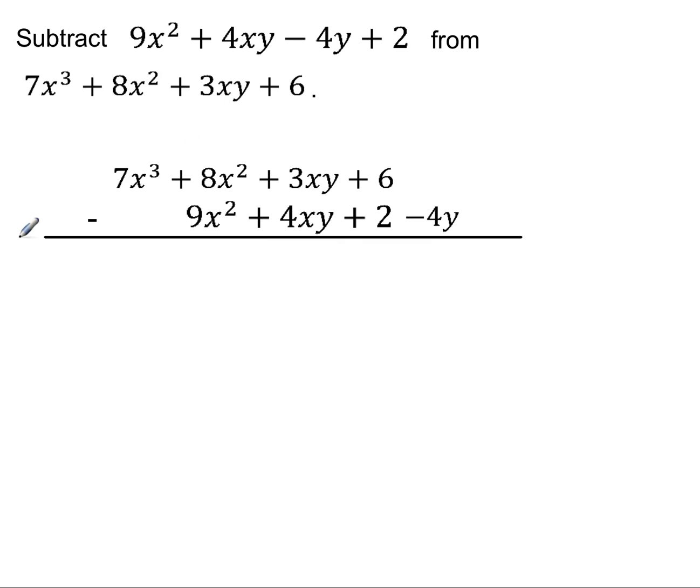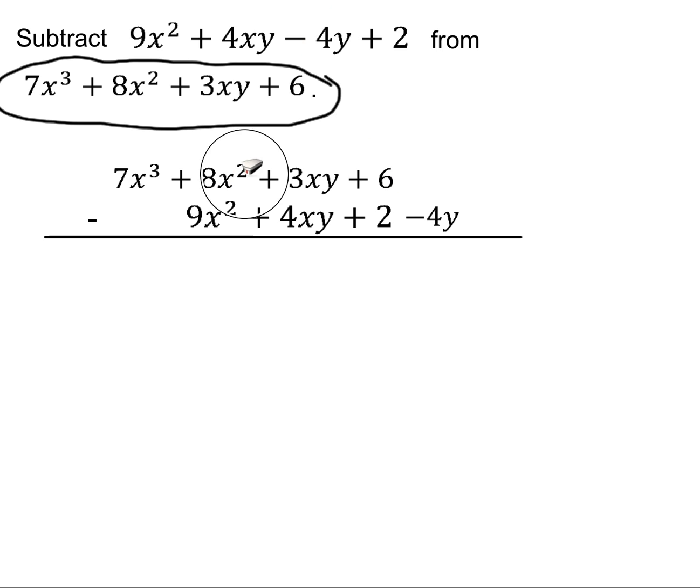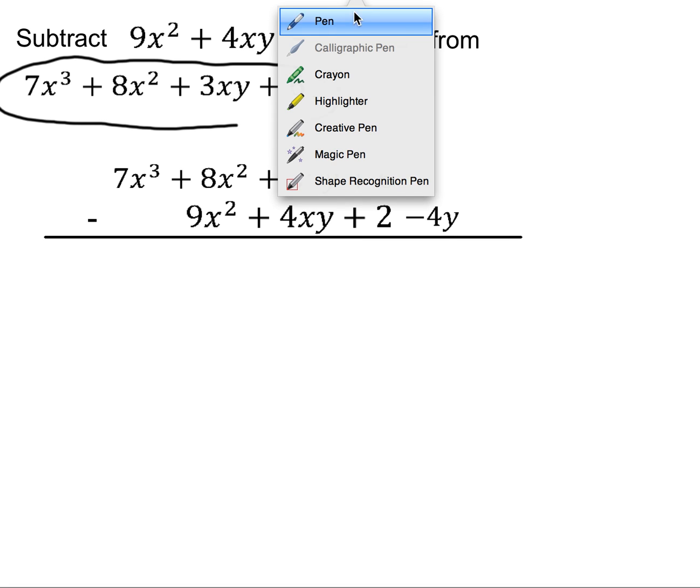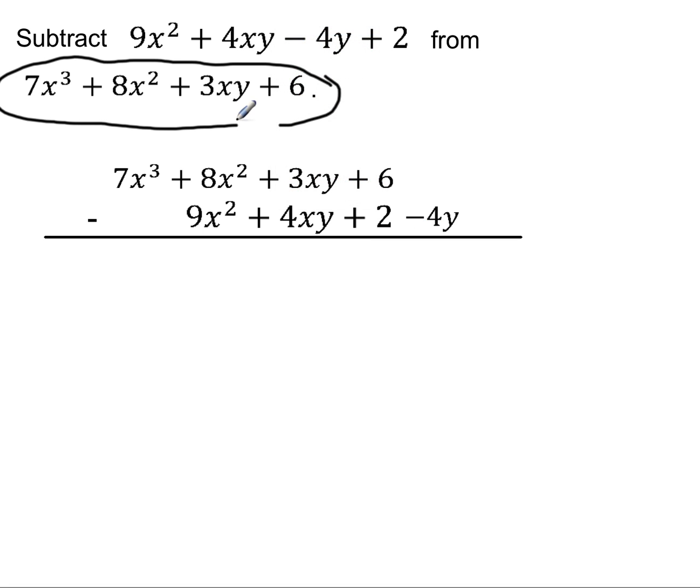Okay, so now I have subtract 9x to the second plus 4xy minus 4y plus 2 from 7x to the third plus 8x squared plus 3xy plus 6. So I take my first polynomial, which is a cubic 4-term polynomial. I put it on the top. Then I put my second polynomial, which is a quadratic 4-term polynomial, on the bottom.